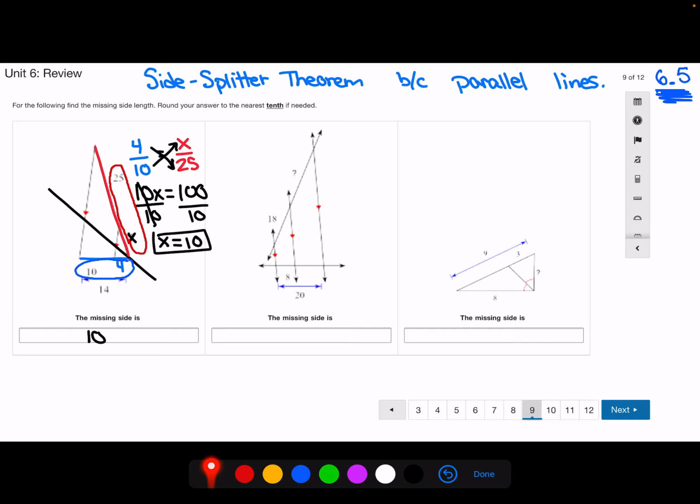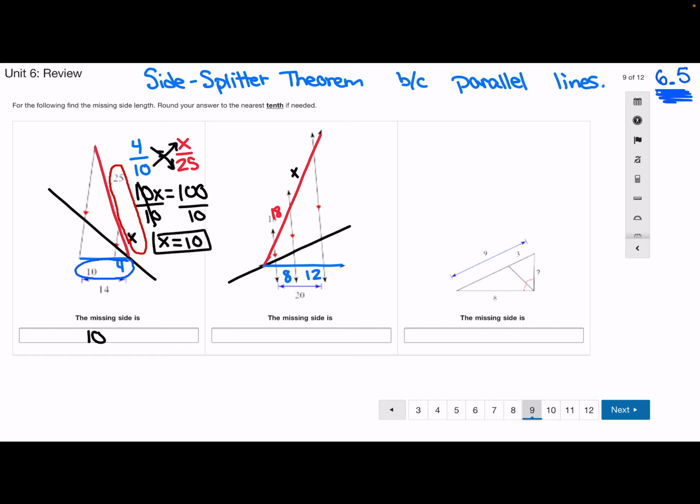Here's our next theorem. And again, we're going to do the same exact concept. We see parallel lines. That's our key. If you see parallel lines, split the sides through. Now, I notice here I have a missing side length. The full thing is 20. I have 8 as part of it. Well, 8 plus what will give me 20? That'd be 12.